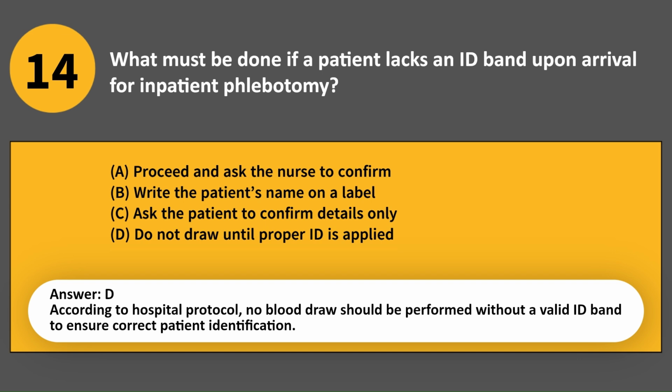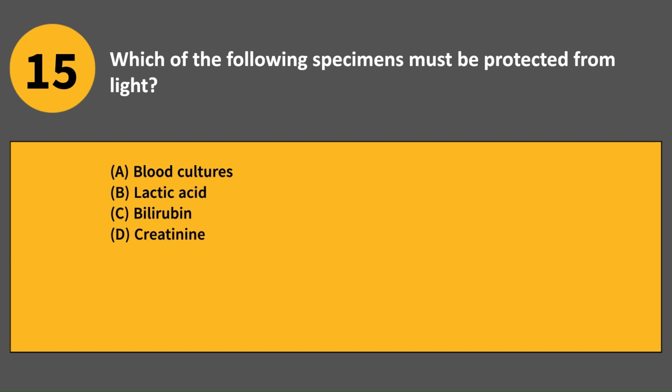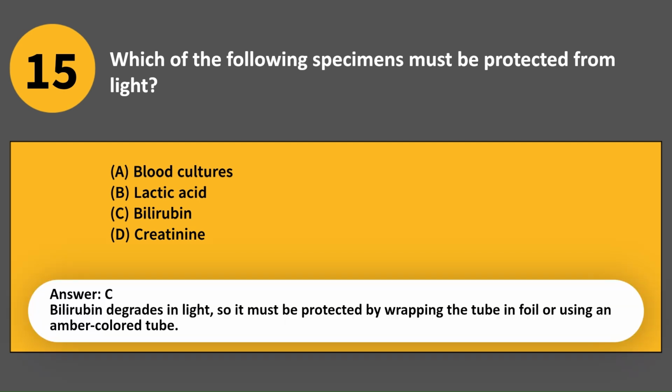patient identification. Which of the following specimens must be protected from light? A. Blood cultures. B. Lactic acid. C. Bilirubin. D. Creatinine. Answer C. Bilirubin degrades in light, so it must be protected by wrapping the tube in foil or using an amber-colored tube.